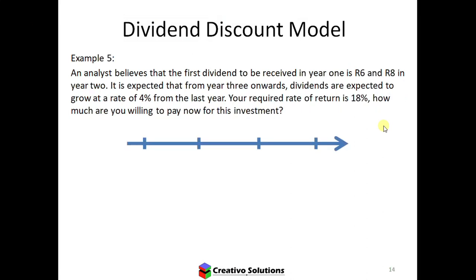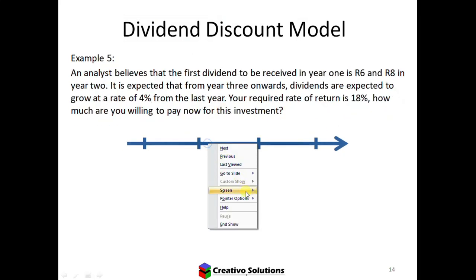Next example, example number 5. An analyst believes that the first dividend to be received in year 1 is 6 Rand, and then you also have 8 Rand in year 2. Then it is expected that from year 3 onwards, dividends are expected to grow at a rate of 4% from the last year. Your required rate of return is 18%. How much are you willing to pay for this investment?